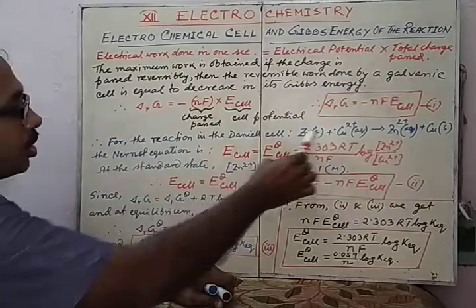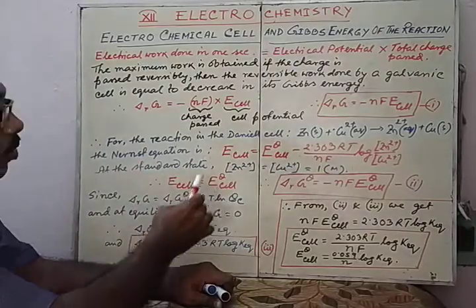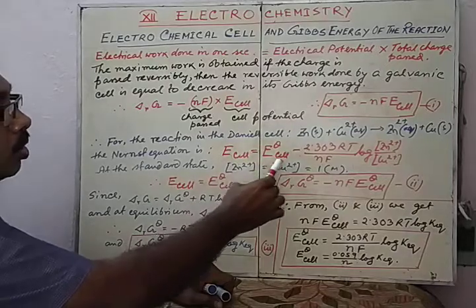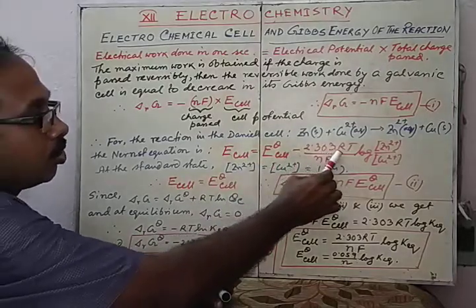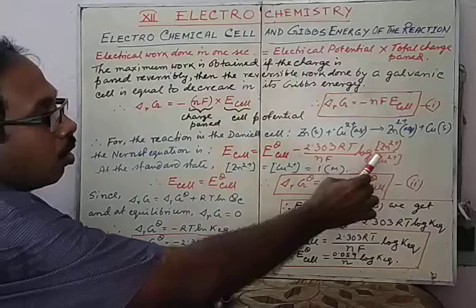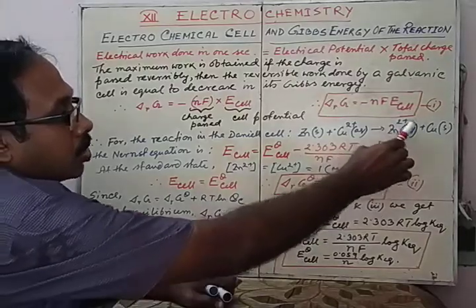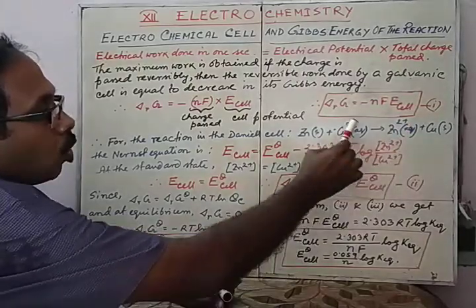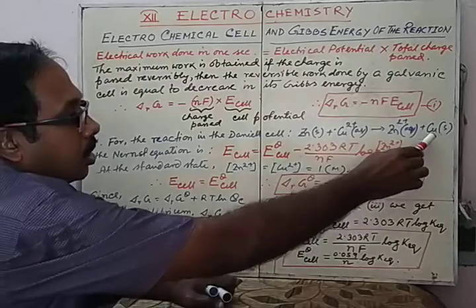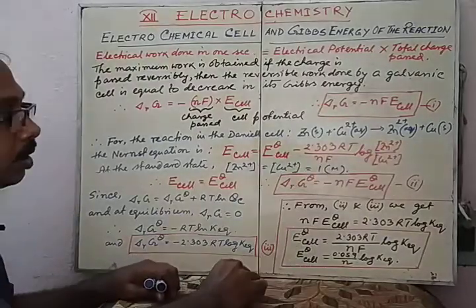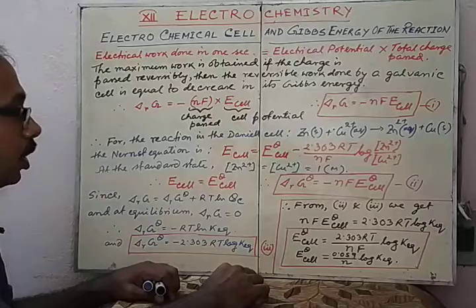So for this reaction, if we apply the Nernst equation, it is E cell equals E0 cell minus 2.303 RT by nF log of the Zn2+ concentration divided by the Cu2+ concentration, and since copper and zinc are solid, their concentrations are taken as unity.